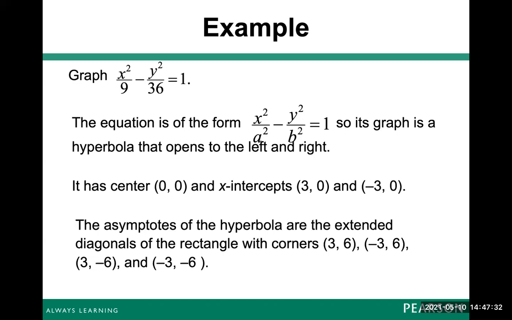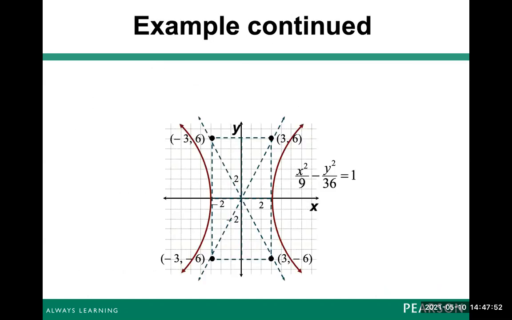The asymptotes of the hyperbola are the extended diagonals of the rectangle with corners (3, 6), (-3, 6), (3, -6), and (-3, -6). And that's because b² is 36, which makes b equal to 6. So here is the graph of that hyperbola.